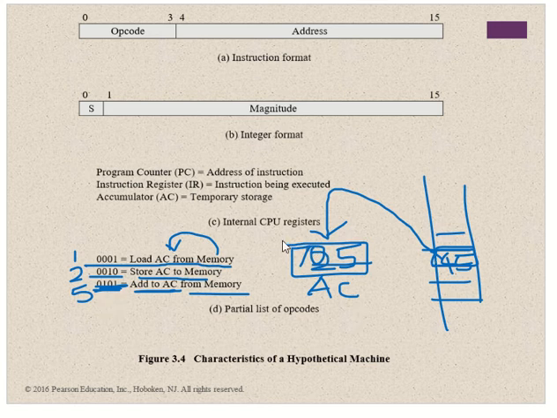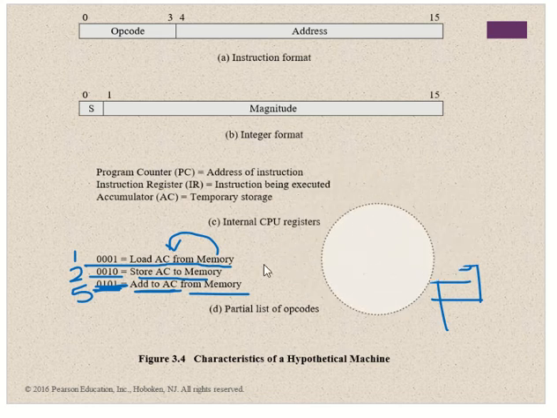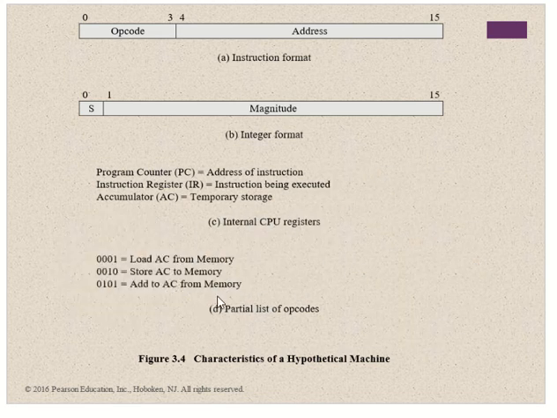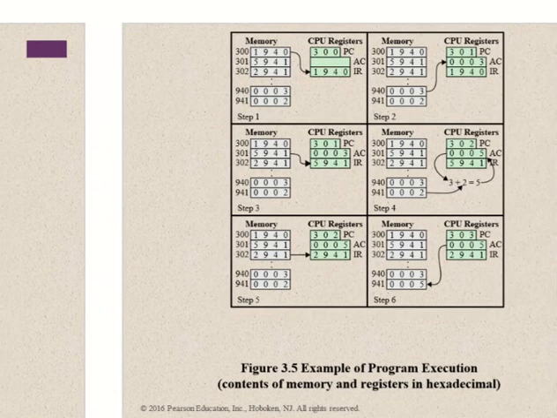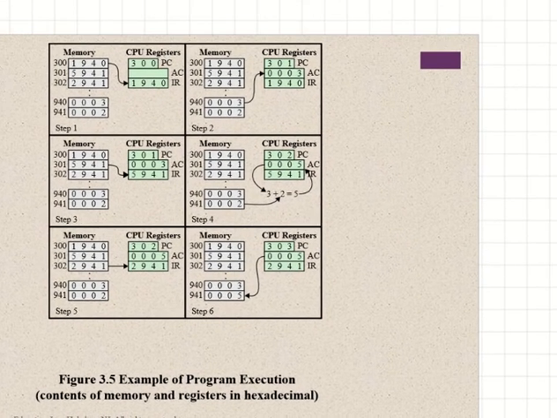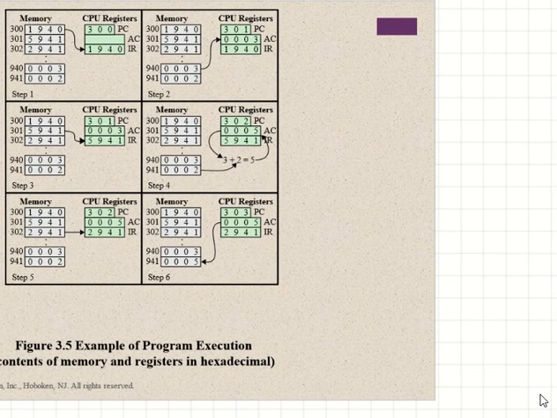So let's consider these three operations. We will be using them in the next slide. 1 means load AC, 2 means store AC, 5 means add to AC from memory. Let's see how it works in the next example. I think you are able to see it clearly now.